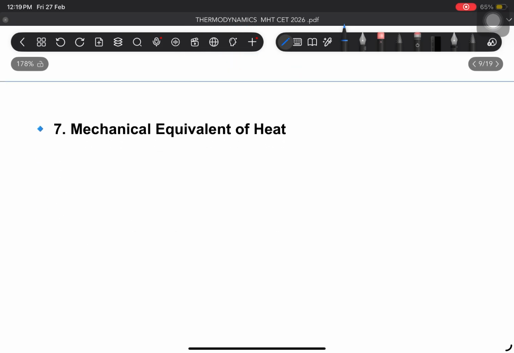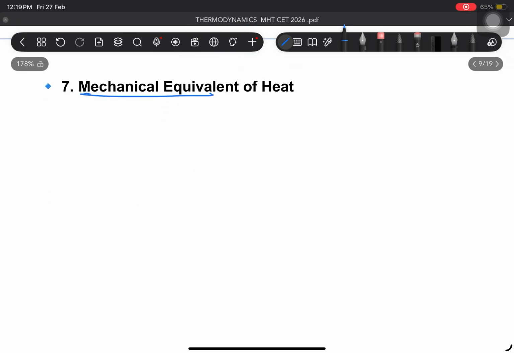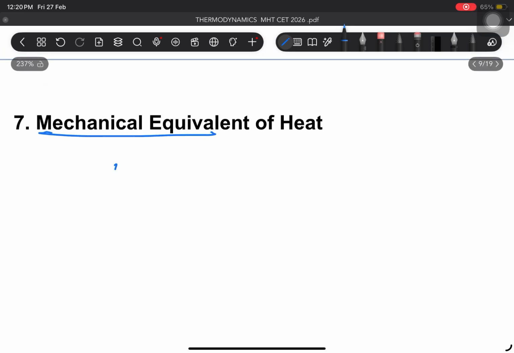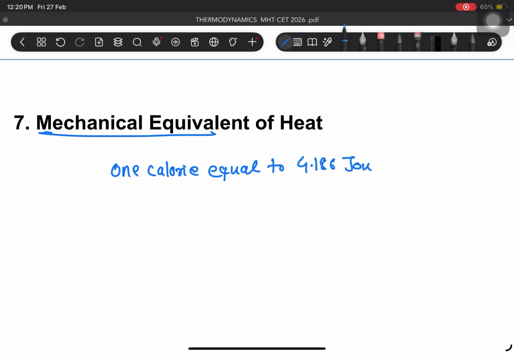Mechanical equivalent of heat: 1 calorie equals 4.186 joules.